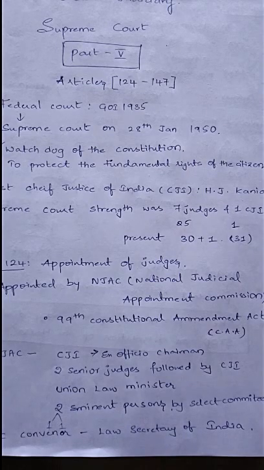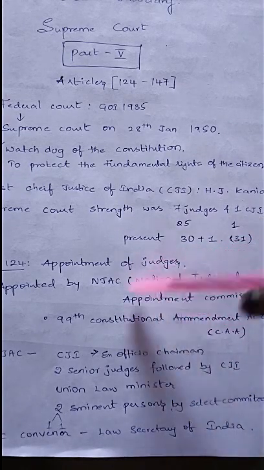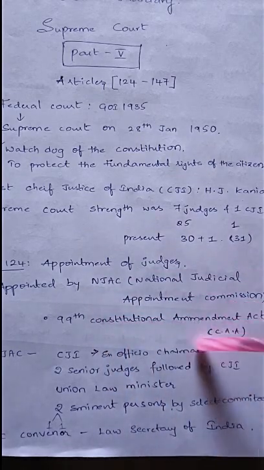Article 124 deals with the appointment of judges. How do we appoint the judges? Currently, the appointment of judges is done by the NJAC, the National Judicial Appointment Commission. Previously, it was done by the Collegium. By the 99th Constitutional Amendment Act, we have created the NJAC. So the NJAC will see to the appointment of the judges.